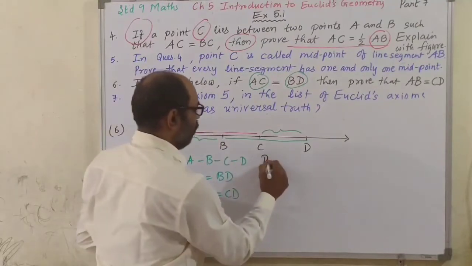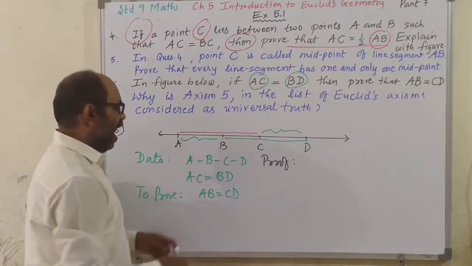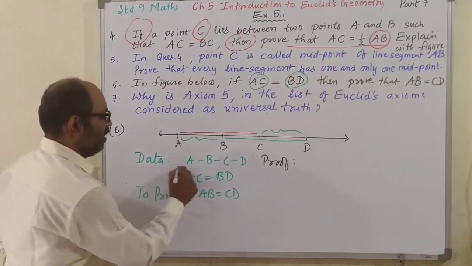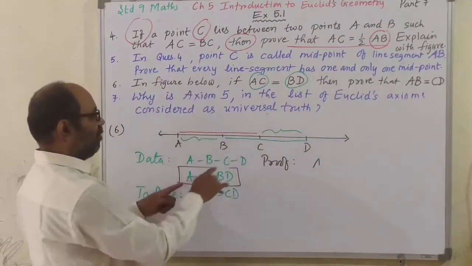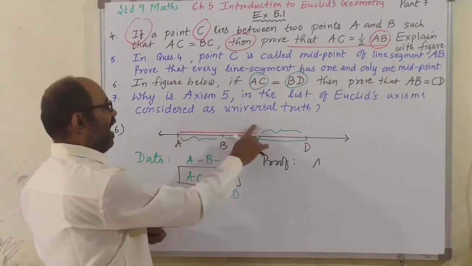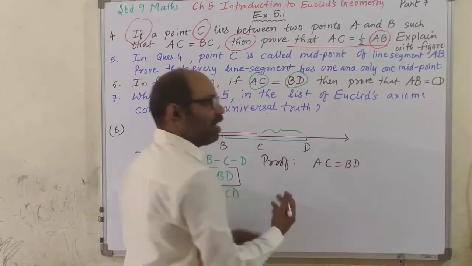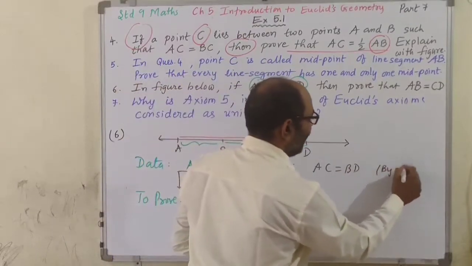Proof. Very easy. Let's start with this, children. AC is equal to BD, because this is given in the data. I'll use this later. The red part is equal to this green part. AC equal to BD, where did that come from? By data. So write "by data".